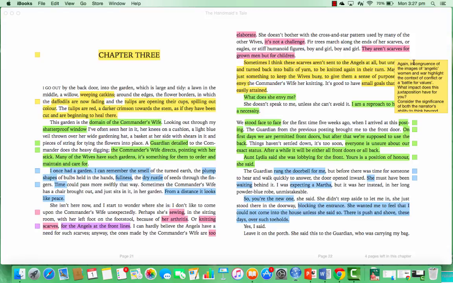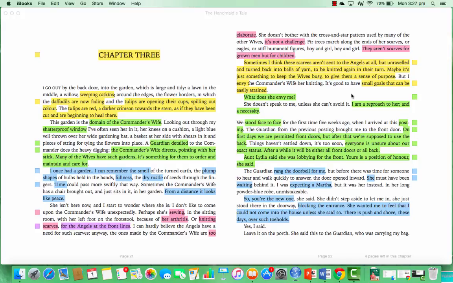"Sometimes I think these scarves aren't sent to the angels at all." Again, the incongruence of the image of angelic women in war highlights the context or conflict of battle of values, and what impact does this juxtaposition have for you, as we've said. But consider the significance of both the narrator's ability to think beyond the obvious and not accept things at face value, and the patriarchal need to keep the wives busy. It also shows her ability to think and to challenge her surroundings and the status quo and information that is presented as a given.